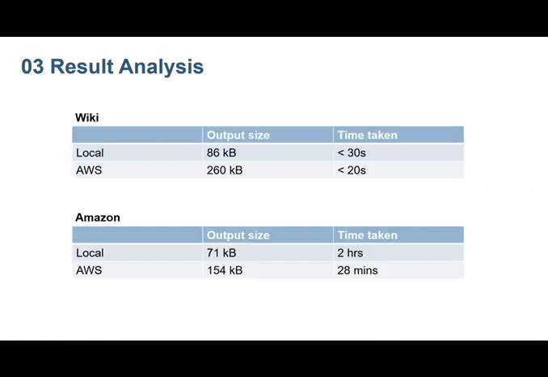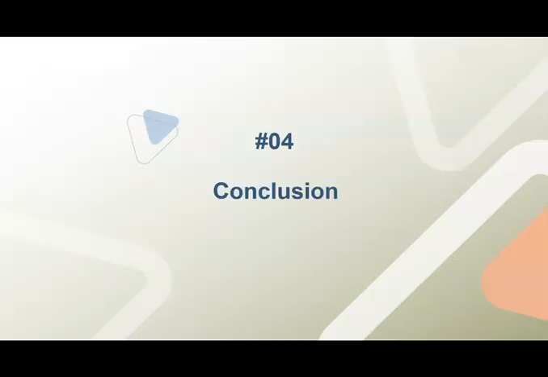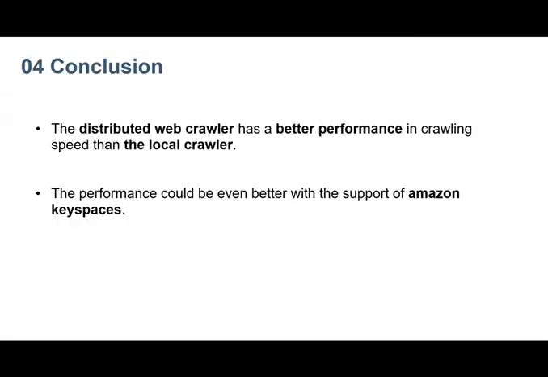To evaluate the performance of the local and distributed web crawlers, we use the ratio of the output size and the time taken to retrieve this output as the metric. As we can see in the table, the distributed web crawler, although it had some overhead, still performed much better than the local crawler. In conclusion, the distributed web crawler has better performance in crawling speed than the local crawler.